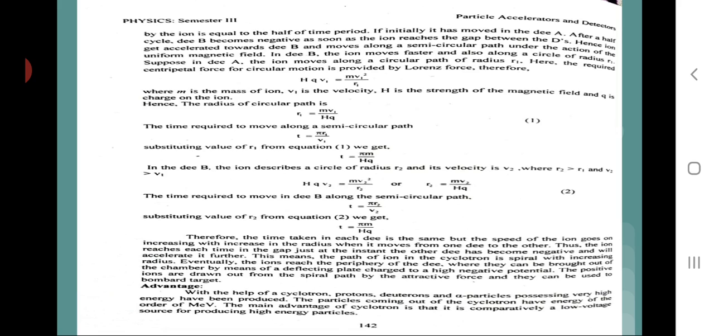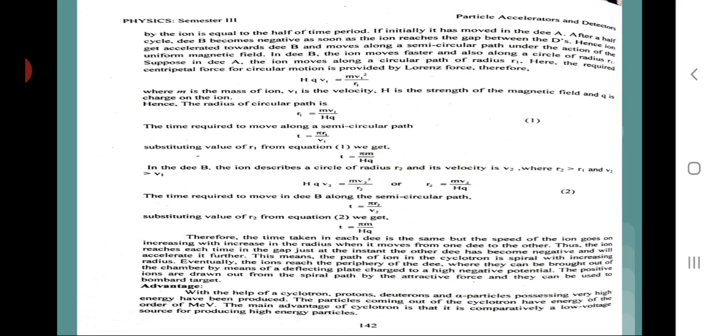Eventually, the ions reach the periphery of the D, where they can be brought out of the chamber by means of a deflecting plate charged to a high negative potential. The positive ions are drawn out from the spiral path by the attractive force and they can be used to bombard a target.